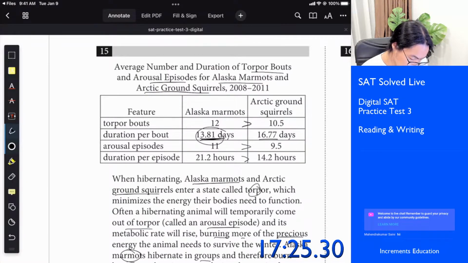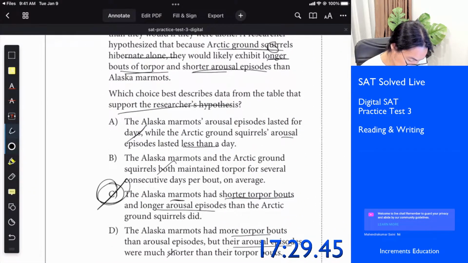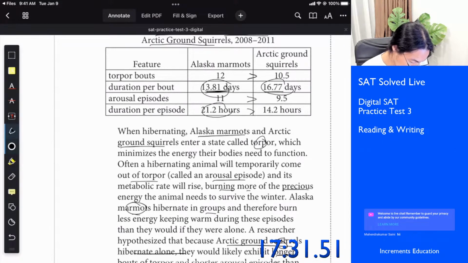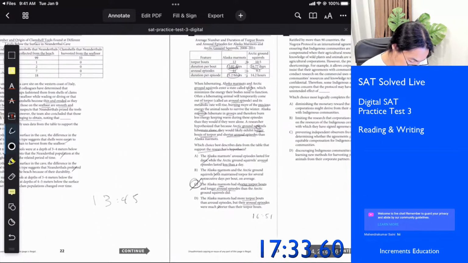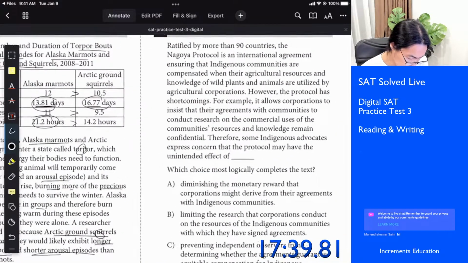Oh, shorter. I was looking at the number. Duh. Oh my God. And longer arousal. They have longer arousal. Holy crap. I am being so stupid. 1731. All right. 35, but whatever.